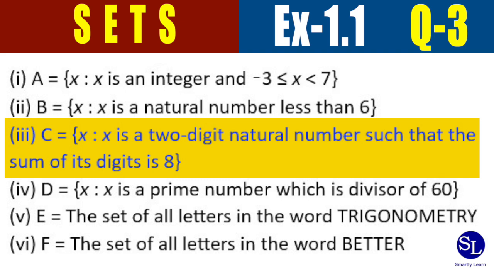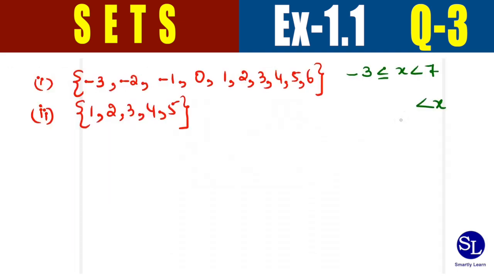Now the next is subdivision 3. Set C is equal to x such that x is a 2-digit natural number such that the sum of its digits is 8. So the sum of the digits should be equal to 8. So let's start writing here. Set C is going to have elements that are 2-digit numbers whose digit sum has to be 8. So I'm starting with 17, then 26, 35, 44.